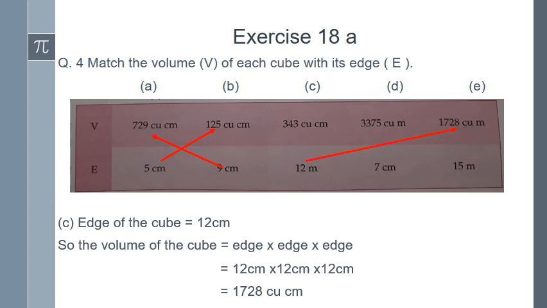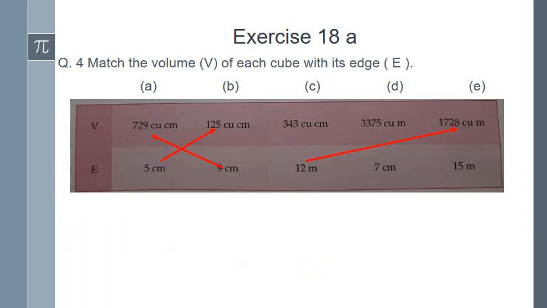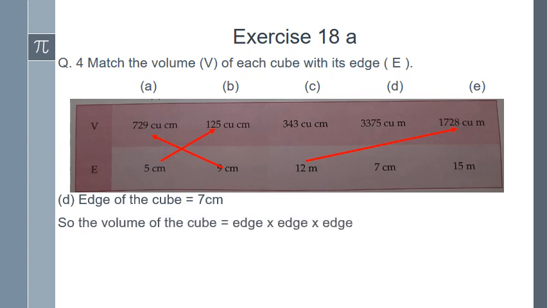Now let's come to the next part. Children, in the D part, the edge of the cube is given equal to 7 centimeter. So the volume of the cube is equal to edge multiplied by edge multiplied by edge, which is equal to 7 centimeter multiplied by 7 centimeter multiplied by 7 centimeter, which in turn is equal to 343 cubic centimeter. So now match the 7 centimeter edge with its volume 343 cubic centimeter, which is written under column under C part in the volume row.